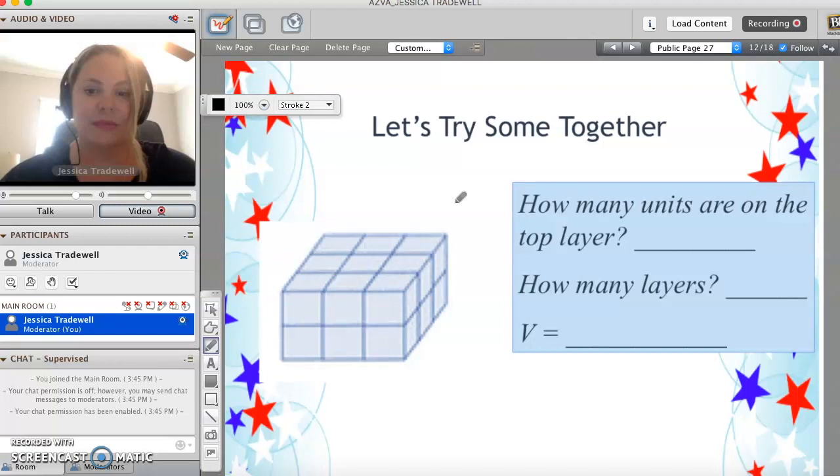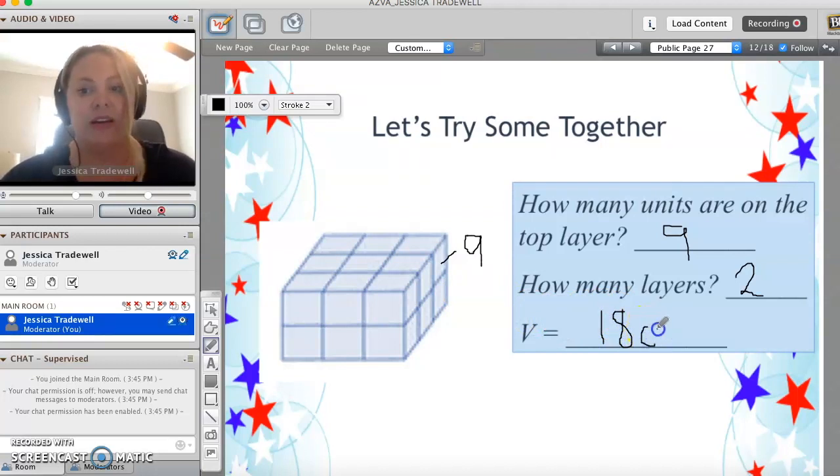All right, many of you have counted and you've seen that there are 9 units on that top layer, and you see that there are 2 layers. So solving for volume, that is not a formula. We're not getting into formulas just yet. Let me clarify that. 9 plus 9 is 18. 9 times 2, 18. And I hope at home you wrote down cubic units. Don't forget that 3.